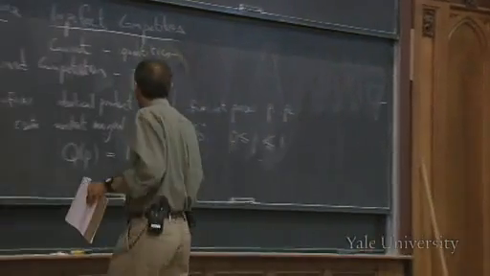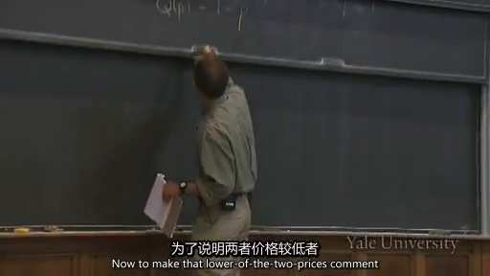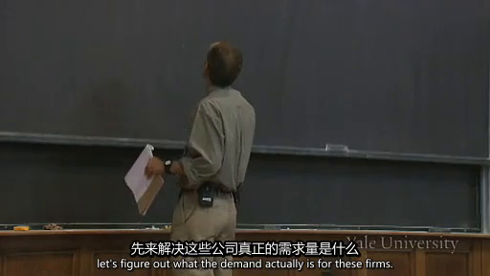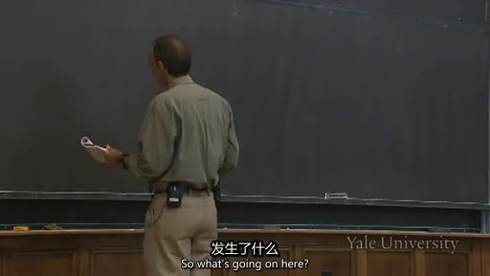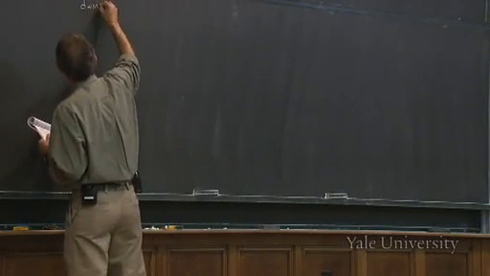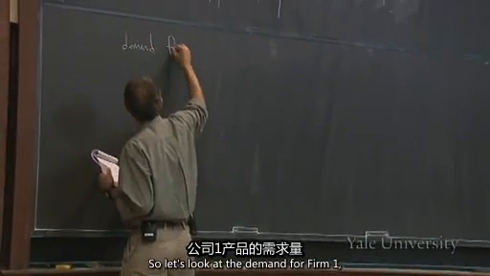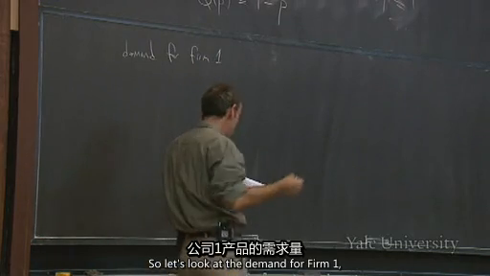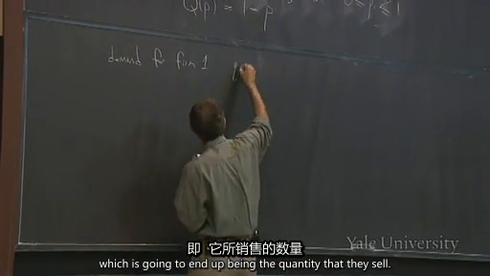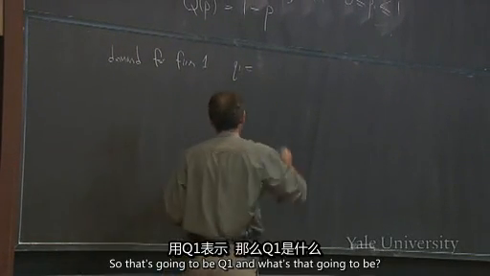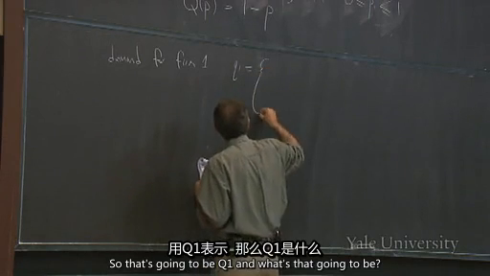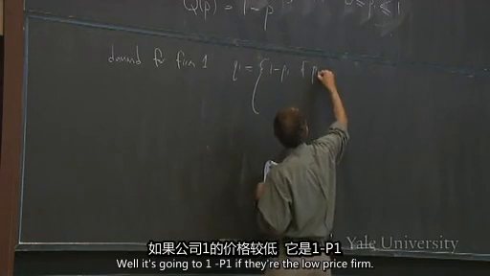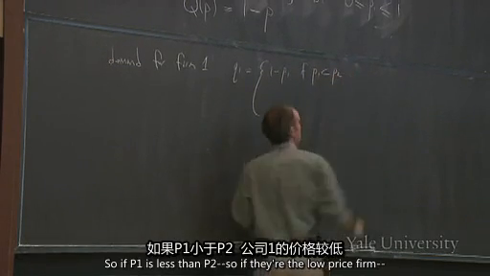Now, to make that lower of the two prices comment a little bit more rigorous, let's figure out what the demand actually is for these firms. So let's look at the demand for firm 1, which is going to end up being the quantity that they sell. So that's going to be Q1. And what's that going to be? Well, it's going to be 1 minus P1 if they're the low-price firm. So if P1 is less than P2.